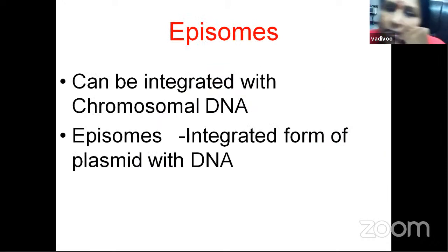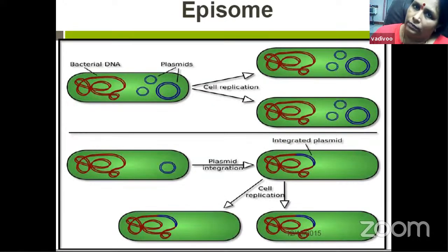So episomes, as I've told before, can be integrated with chromosomal DNA. The integrated form of a plasmid with DNA is called an episome. Okay, so these are the plasmids.